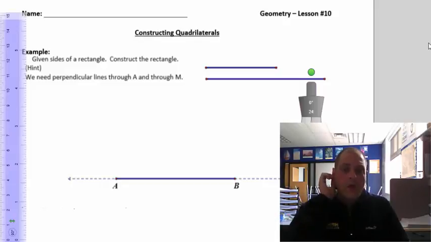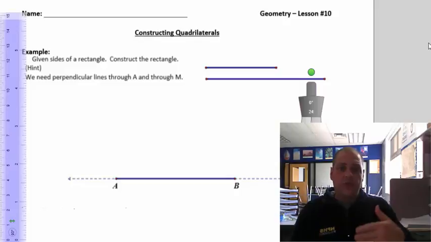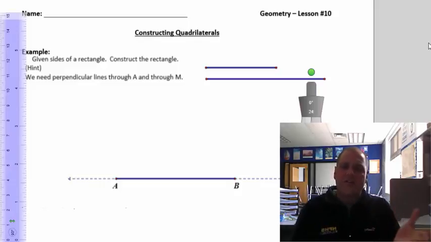So what I'm going to show you is how to construct a rectangle, and then in class you're going to be doing this, and square and rhombus and all the other ones, you're going to try those. Kind of using the same, they're very similar. You just got to think about what the shape is.